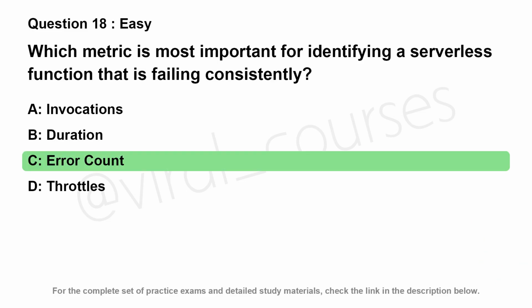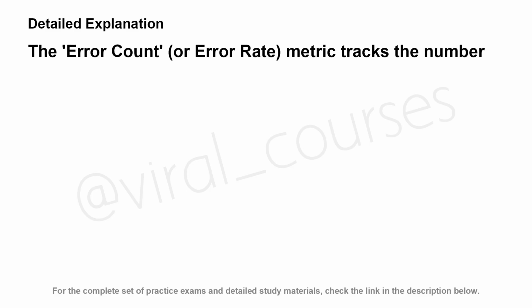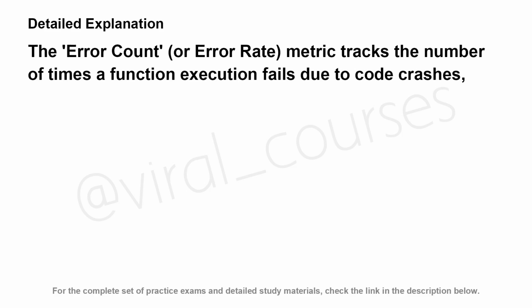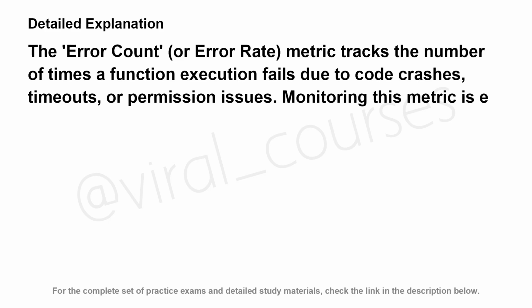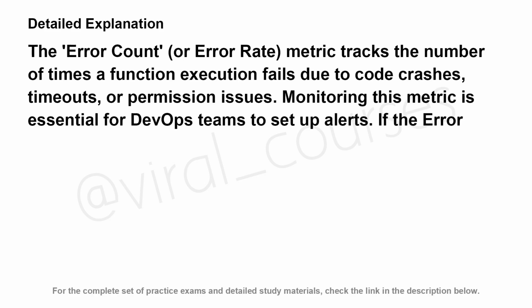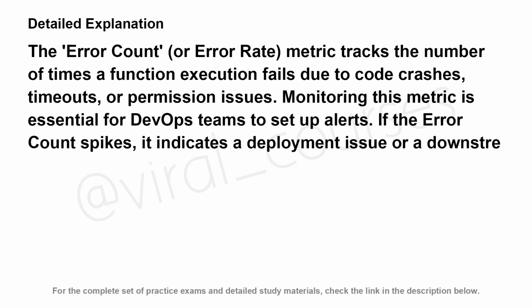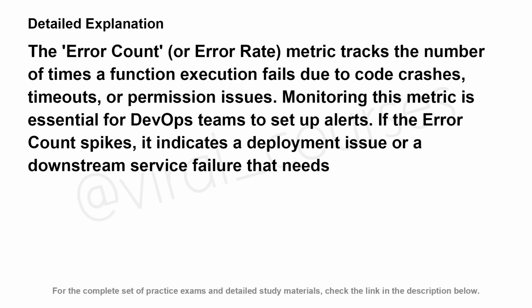The correct answer is C. The error count, or error rate, metric tracks the number of times a function execution fails due to code crashes, timeouts, or permission issues. Monitoring this metric is essential for DevOps teams to set up alerts. If the error count spikes, it indicates a deployment issue or a downstream service failure that needs immediate investigation.